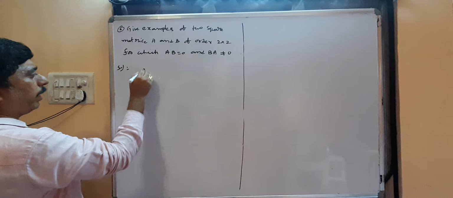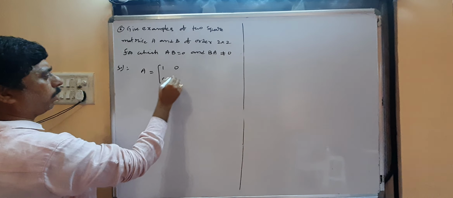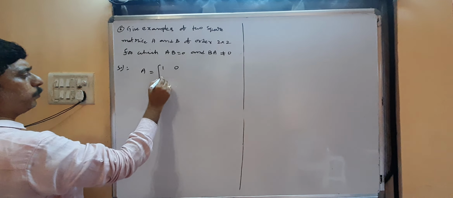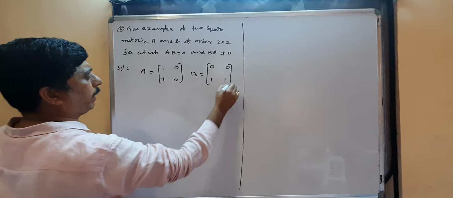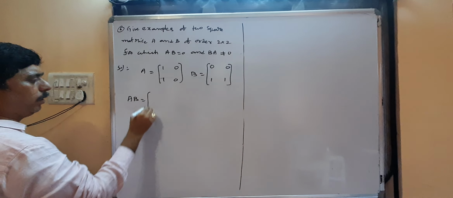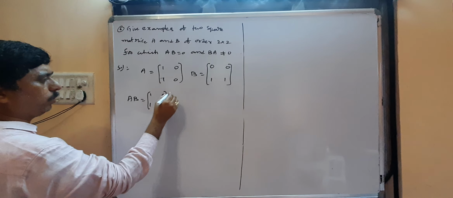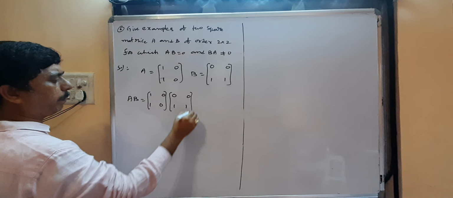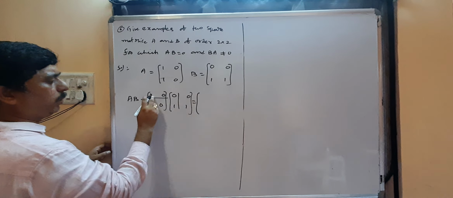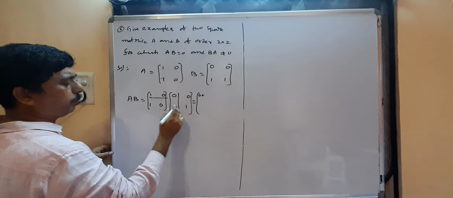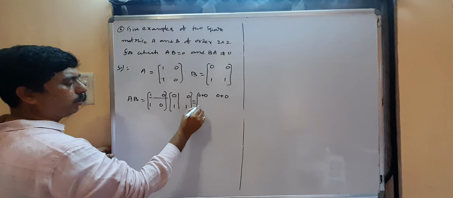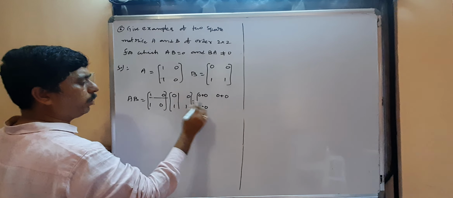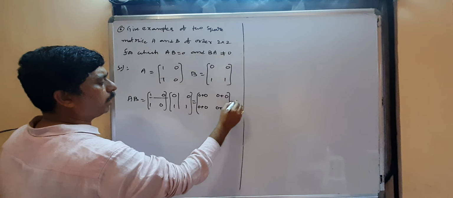Suppose, for example, I give A as [1 0; 1 0], and B as [0 0; 1 1]. You can take the AB matrix, A into B: [1 0; 1 0] times [0 0; 1 1]. If we multiply row into column, we get 1 into 0 plus 0 into 1 is 0, and so on for every entry. So this is the null matrix.